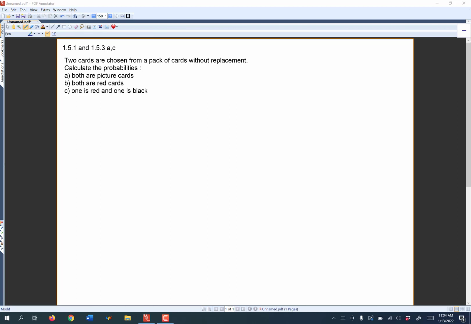So 2 cards are chosen from a pack of cards without replacement, and we want to calculate these probabilities. So A says both are picture cards. So we're looking for the probability that the first is a picture, and you have to have the second one be a picture. Right? That's what has to happen to get 2 picture cards.